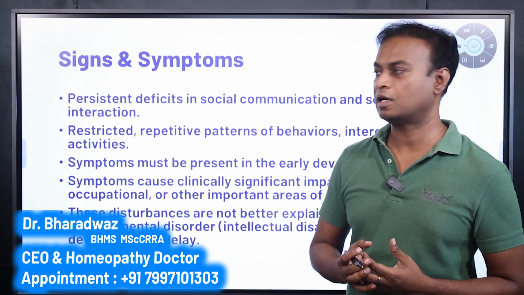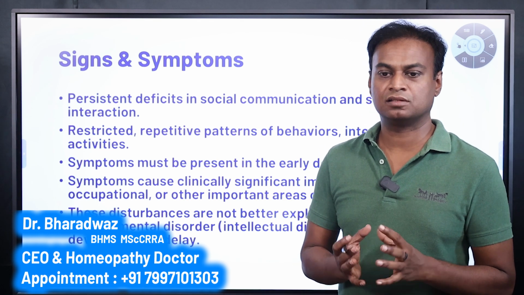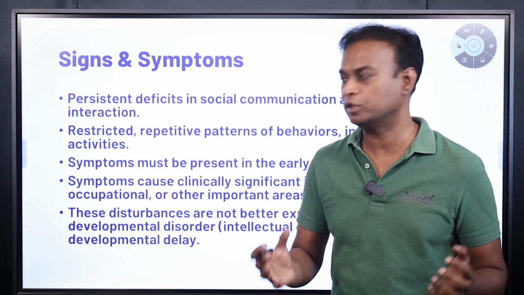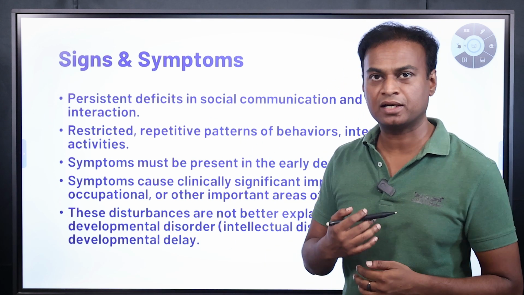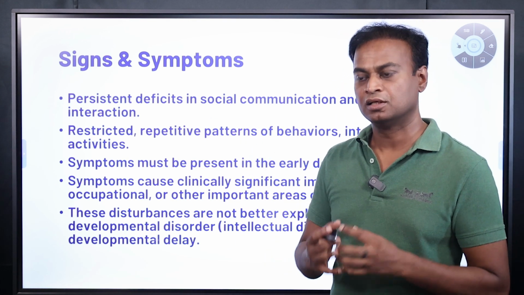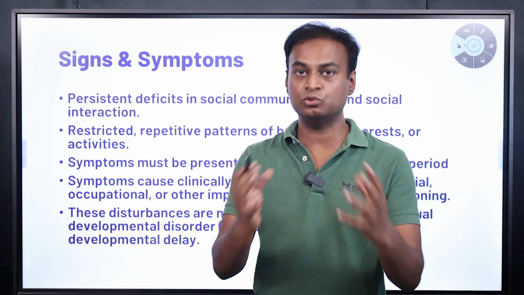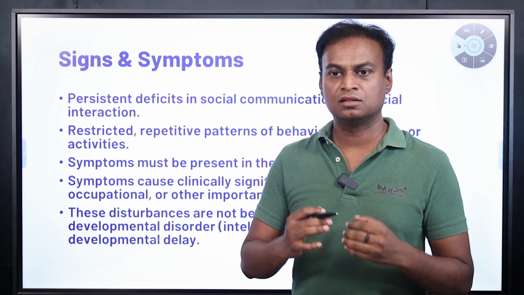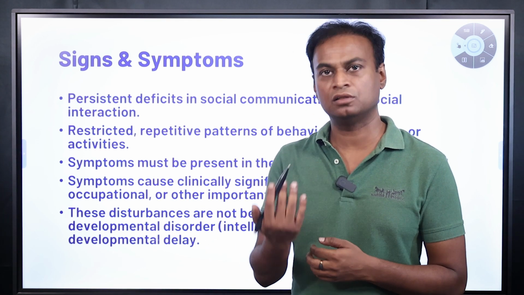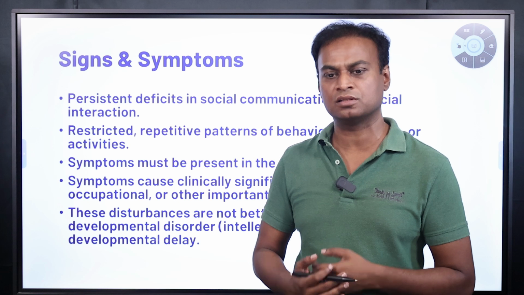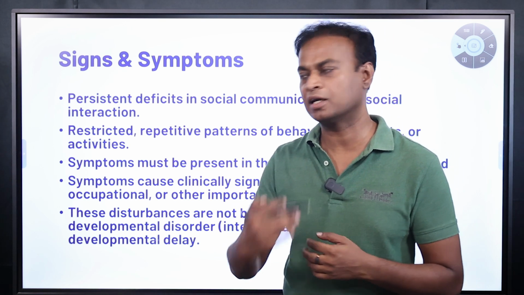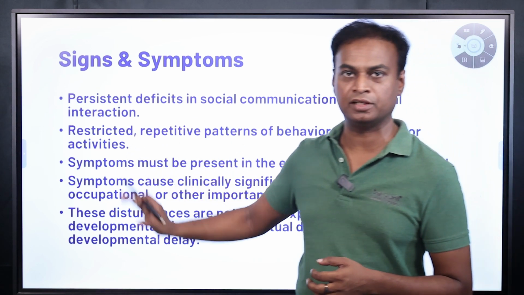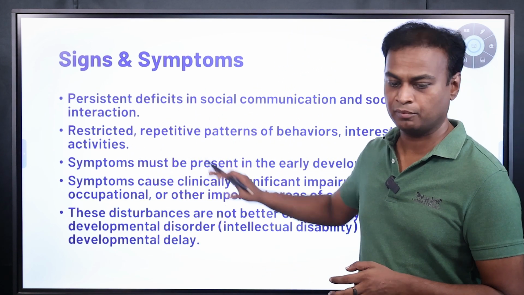These kids will have restricted activities. They are not full-blown activities. When they are doing something, they are not able to do it completely. And repetitive patterns, whatever they do, they will repeat it. They are afraid of doing new things. Because their intelligence is so low, they are not comfortable with doing new things or understanding new things, so they will do the same thing again and again. Maybe it can be a behavior or an interest or an activity. We will look deep into it one by one.